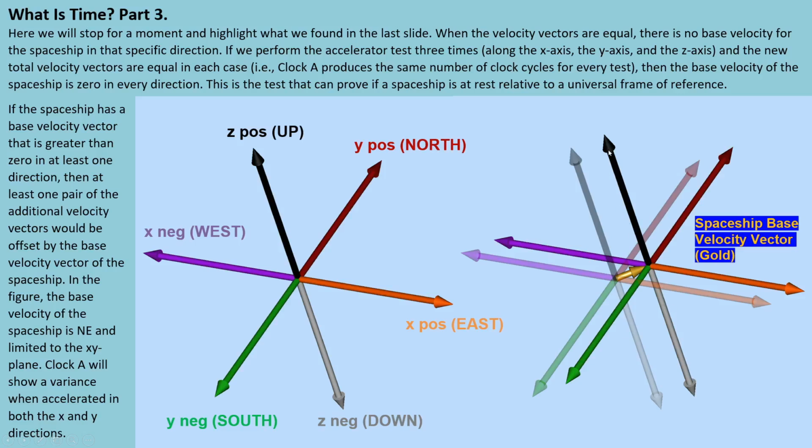So for these 2, the clocks would produce the same number of clock cycles, but for the other 2 tests, the clock cycles would show a variance. And if any of the clock cycles show a variance, then there is a base velocity vector for the spaceship that is greater than 0. So that's how you know if something is at rest relative to the universal frame of reference. This test will tell you that.